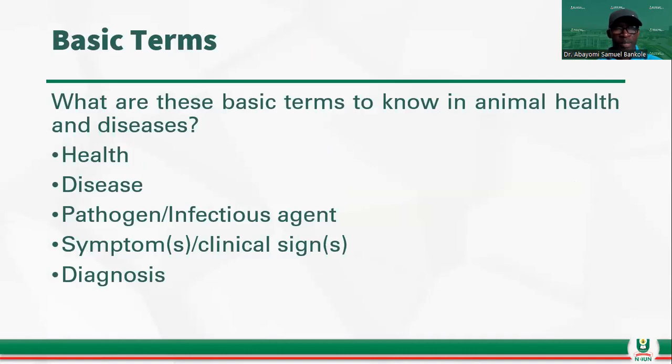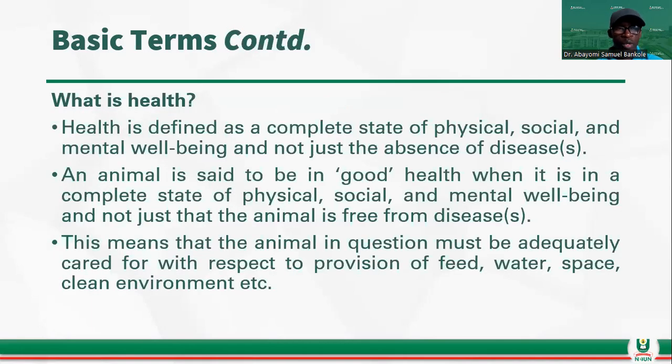Now, what are the basic terms? We have said that our topic today is basic terms used in animal health and diseases. So what are these basic terms? The basic terms in animal health and diseases include: 1, health; 2, disease; 3, pathogen or infectious agent; and 4, symptom or symptoms, or clinical sign or clinical signs. And finally, for the purpose of this class, we'll stop at diagnosis. Yes. So we start with health.